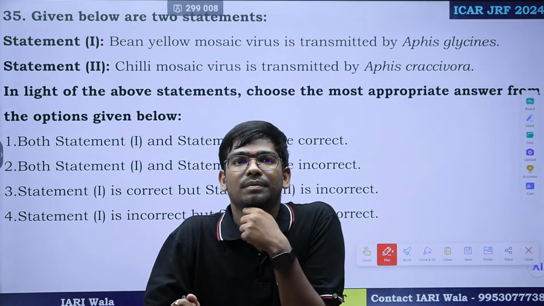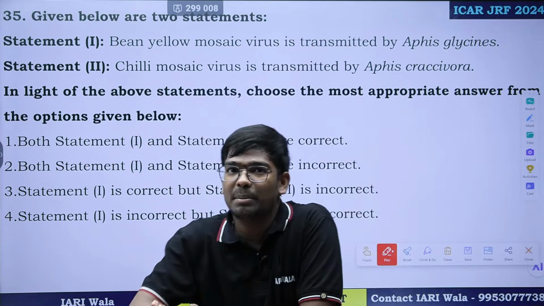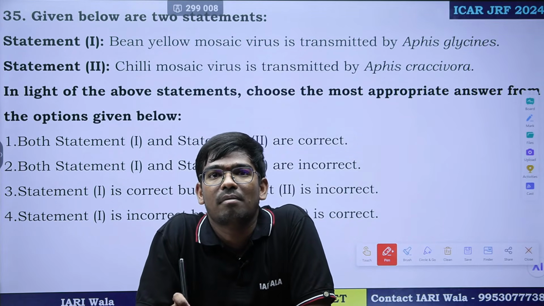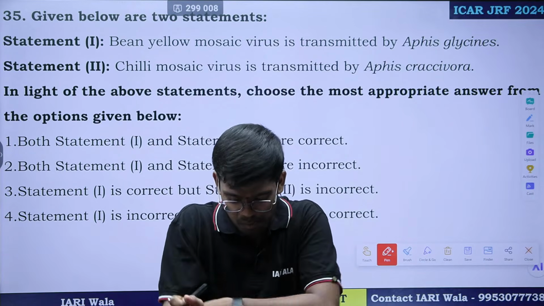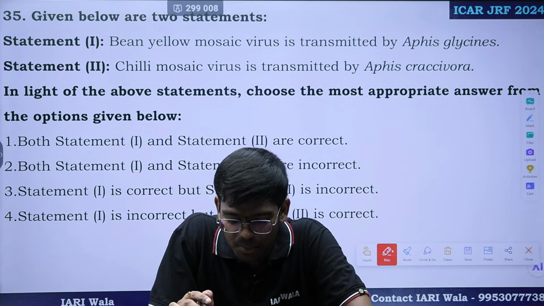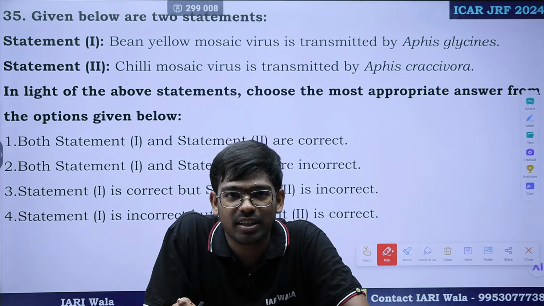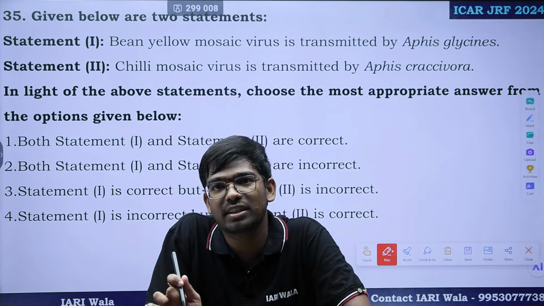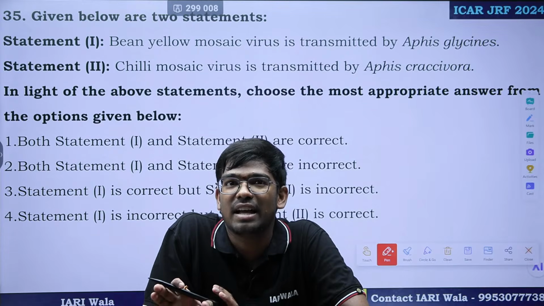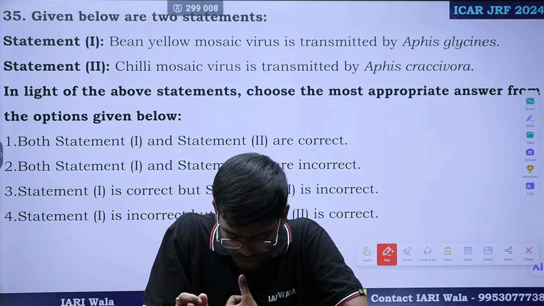Again, two-statement questions. Statement 1: bean yellow mosaic virus is transmitted by Aphis glycines, and statement 2: chili mosaic virus is transmitted by Aphis craccivora. The options are: either statement 1 and statement 2 are both correct, or both incorrect; statement 1 is correct and statement 2 is incorrect; or, fourth option, statement 1 is incorrect and statement 2 is correct. What will be the answer for this? Yes, answer please.